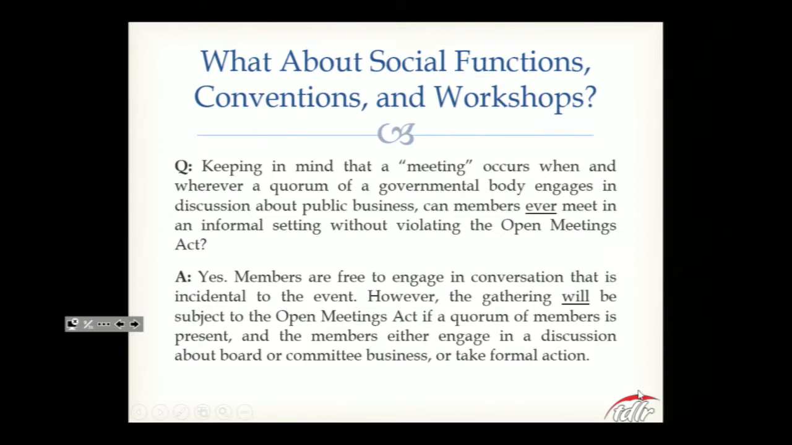And the answer is, well, the question is, can you meet in an informal setting without violating the Open Meetings Act? And the answer is yes. If you are at such an event, convention, or workshop, you're free to engage in conversation that's incidental to that event. But if you have a quorum of members, let's just say you're at an industry meeting and there's a round table and you're talking about the regulation of air conditioning contractors, you definitely do not want to be sitting on that round table where there's a quorum of your board present, unless that is somehow preceded by public notice, because you'd be potentially in violation of the Open Meetings Act.